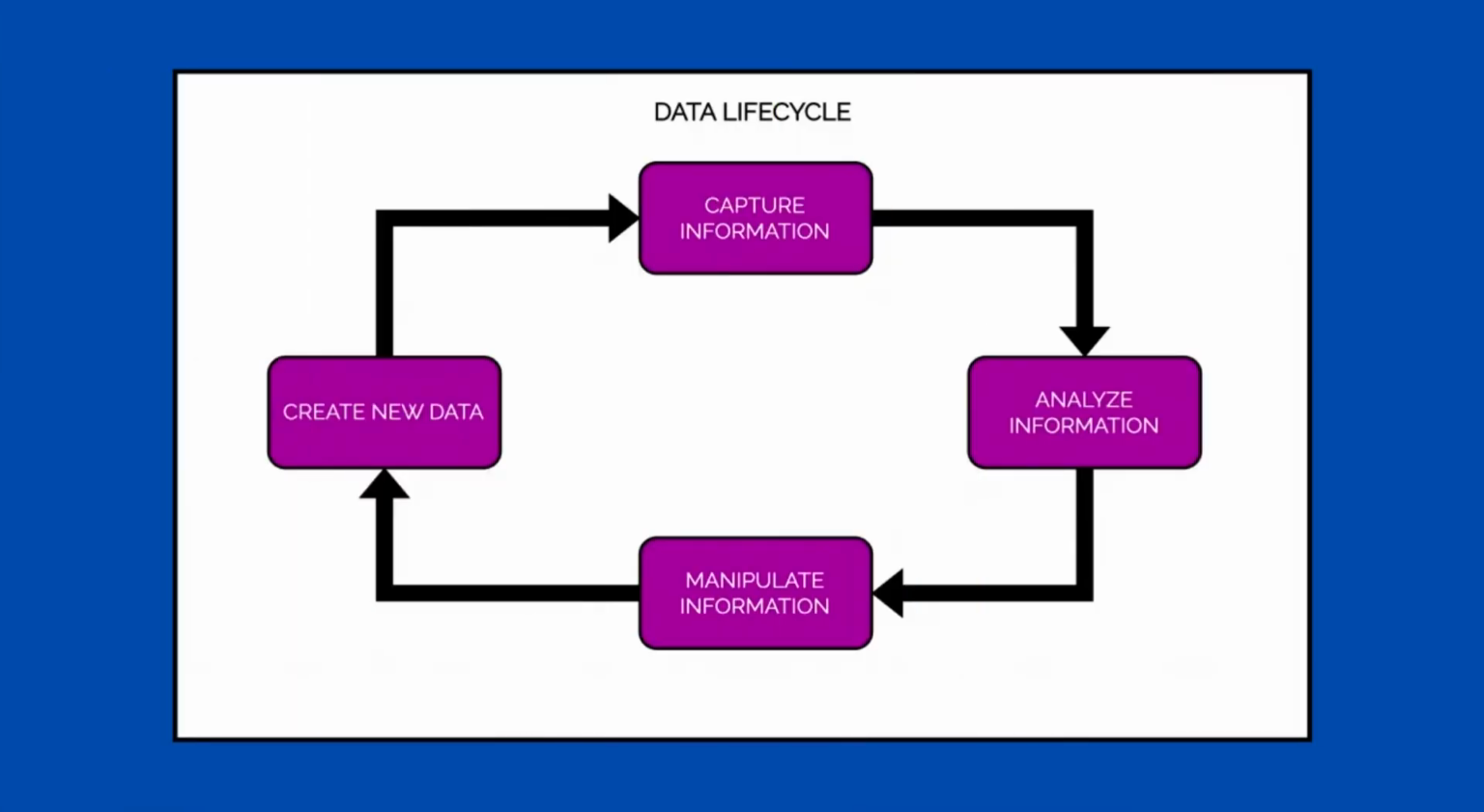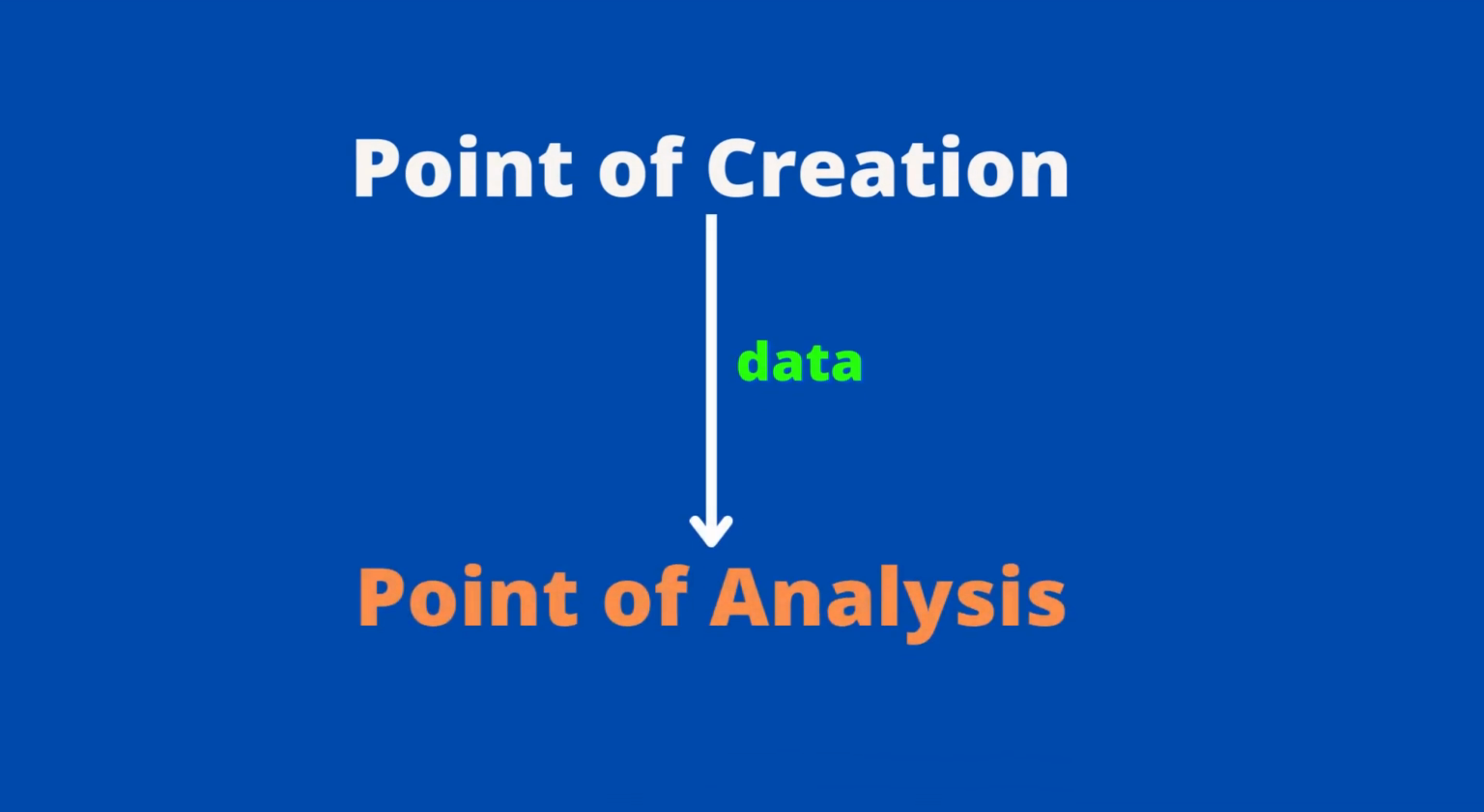Any software system has a data lifecycle that usually works like this. Take information in, analyze the information, manipulate the information, and create more data as output. Typically, applications create various types of data such as log messages, metrics, user activity, and outgoing messages. Every byte of data is important, and the goal of any good application is to reliably get the data from the point of creation to the point of analysis.